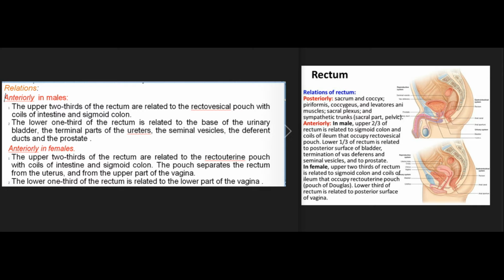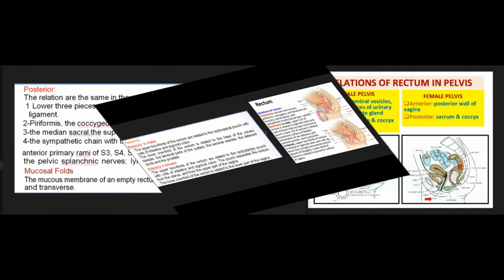Anteriorly in females. 1. The upper two-thirds of the rectum are related to the rectouterine pouch with coils of intestine and sigmoid colon. The pouch separates the rectum from the uterus, and from the upper part of the vagina. 2. The lower one-third of the rectum is related to the lower part of the vagina.